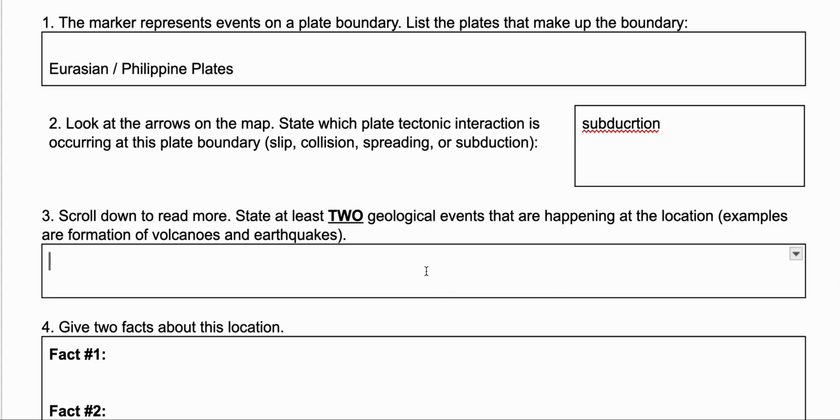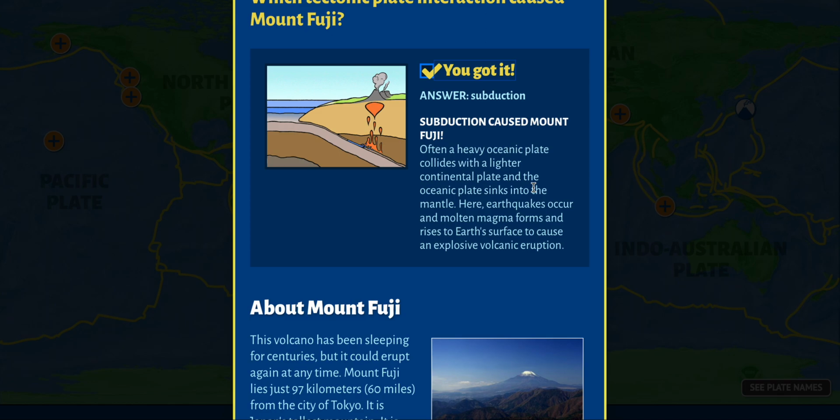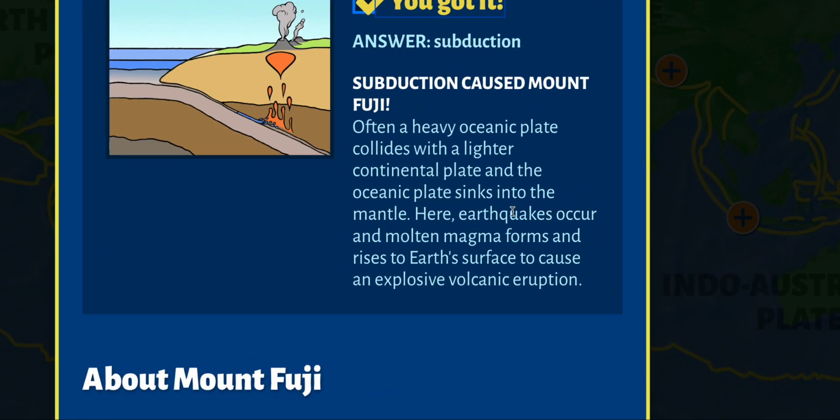Okay, scroll down to read more. State at least two geological events that are happening at the location. So examples would be volcanoes and earthquakes. So I'll go back to the thing that I read here, and then it says earthquakes would occur, and then explosive volcanoes.